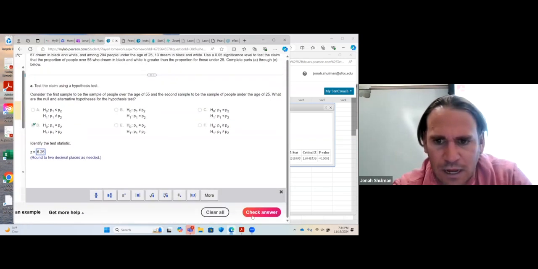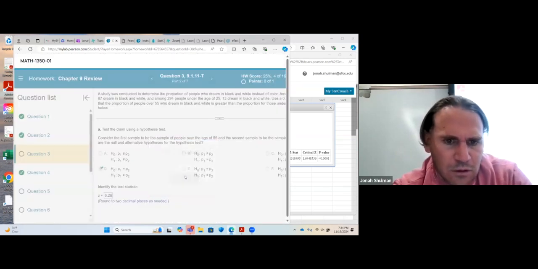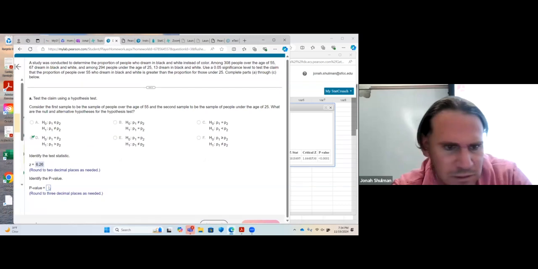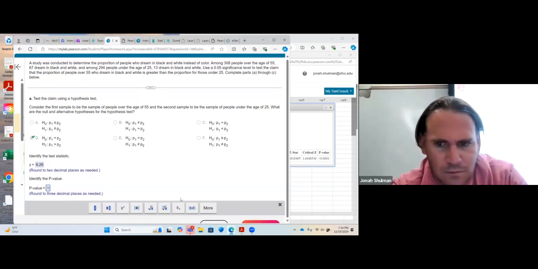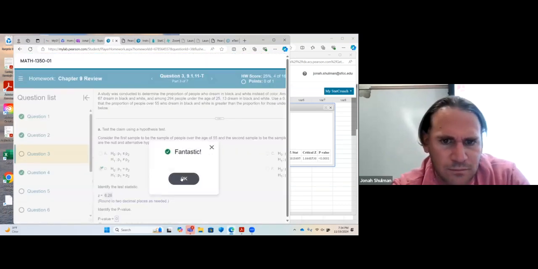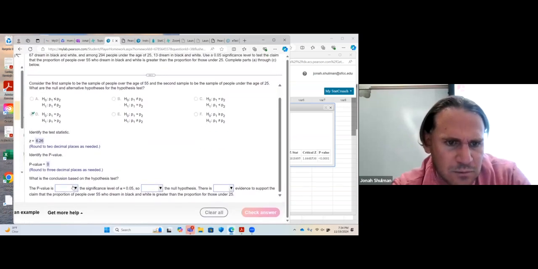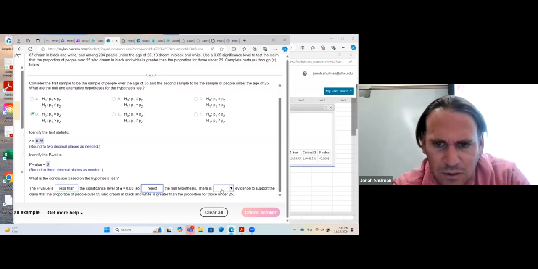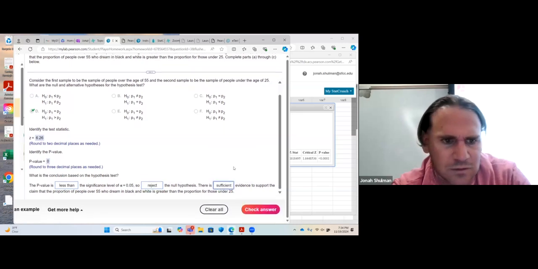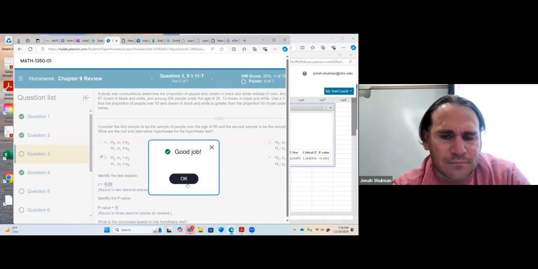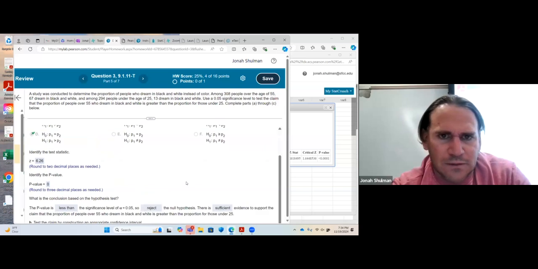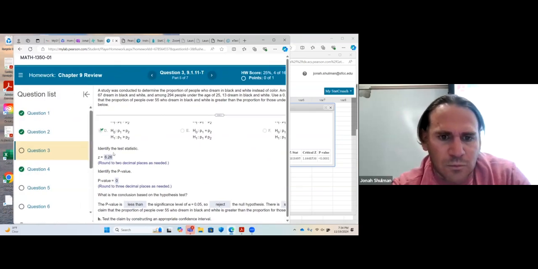Let's see if that is correct. Cool. Our P value is 0. Cool. And what conclusions? The P value is less than alpha, so we reject the null hypothesis. There is sufficient evidence to support the claim. Cool. All right. So, oh, there's more.